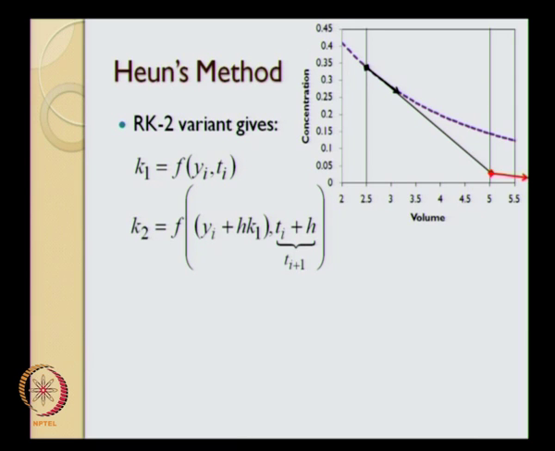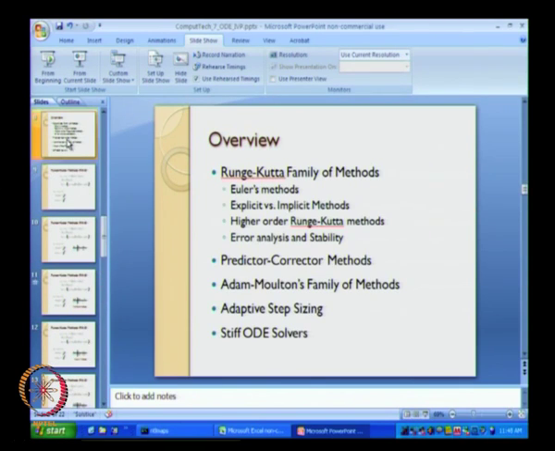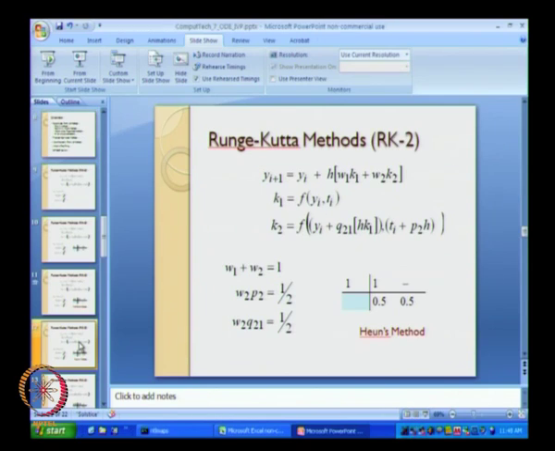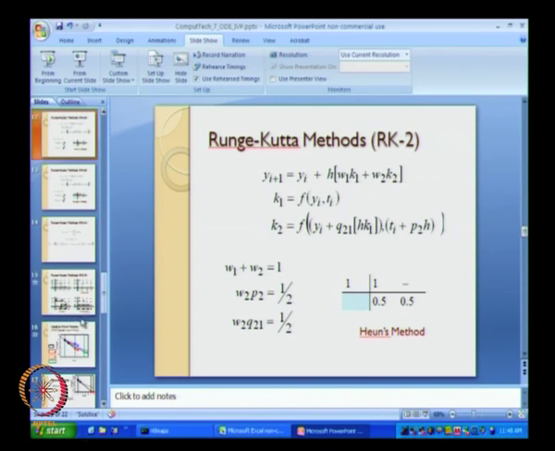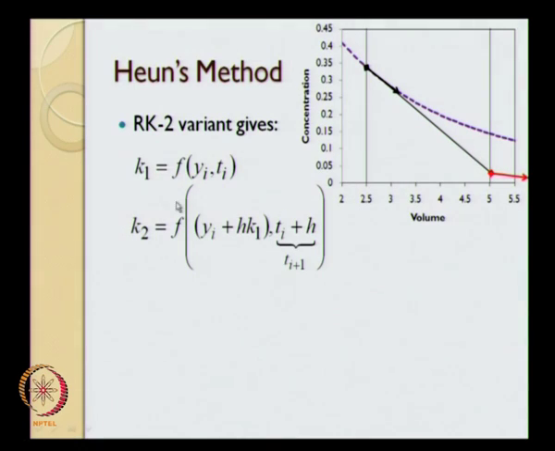If we go on to some of the earlier slides, I will go to the overview slide. We have covered Heun's method in the context of higher order Runge-Kutta methods. Now I will go on to the predictor-corrector methods, and I will give you a motivation for using Heun's method. I will motivate the predictor-corrector method. The RK2 variant of Heun's method is: K1 is the slope computed at this point, and we project all the way up to Ti plus 1.